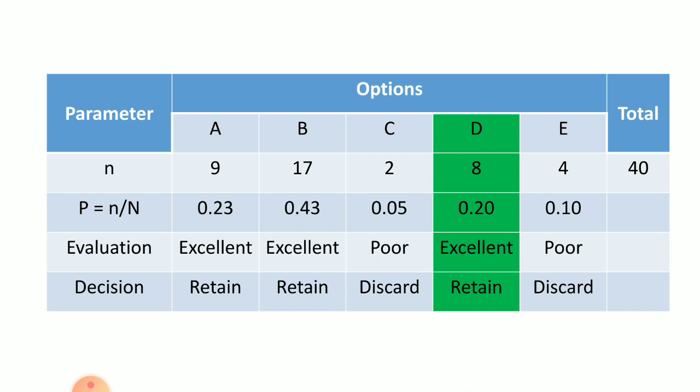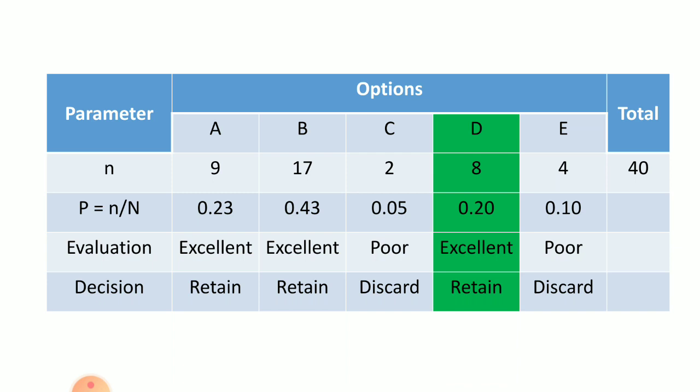So we have here the total number of students who answered in each option, both from the lower subgroup and the upper subgroup. For option A, a total of 9 students answered. For option B, there are 17 students. For option C, there are 2. For option D, there are 8. And for option E, there are 4. So we have a total of 40.